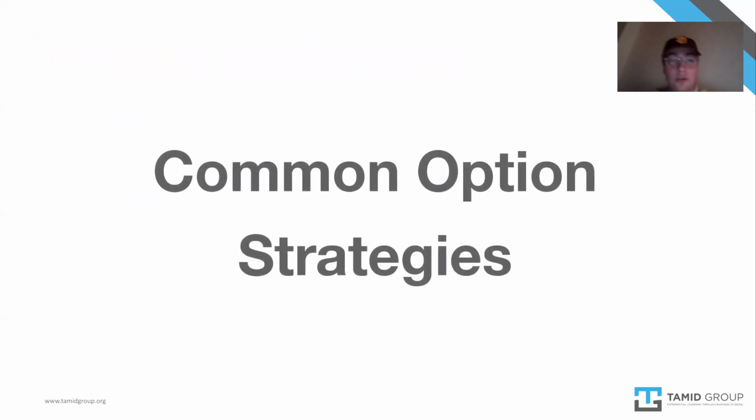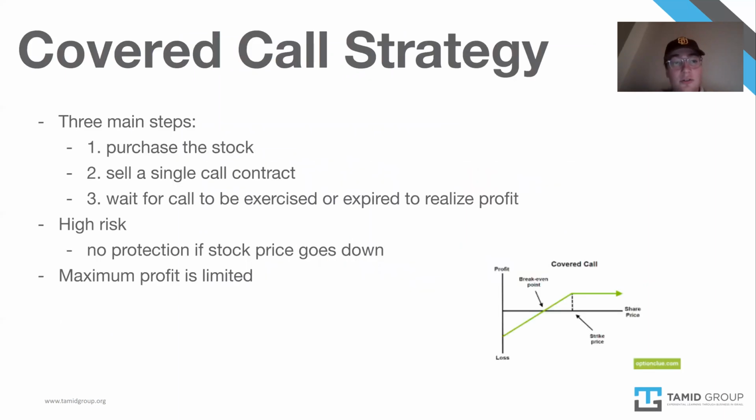So now to end, we'll go over some common option strategies that you can utilize in your personal investment portfolios. So there's the covered call strategy. The main steps are to purchase the stock first, you sell a single call contract, and then you wait for the call to be exercised or expired to realize the profit. This way, you can make cash on the price movement going up in the stock itself on top of the option. There is a high risk because there's no protection if the stock goes down. So you will lose money on your purchase of the stock and also the option if it does go down. However, the maximum profit is limited.